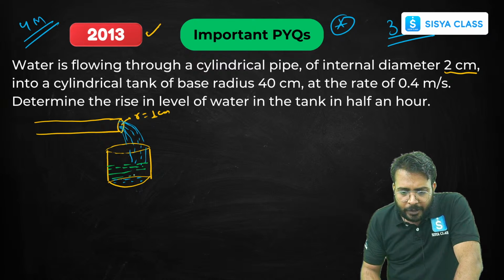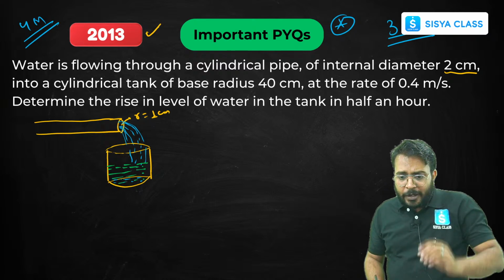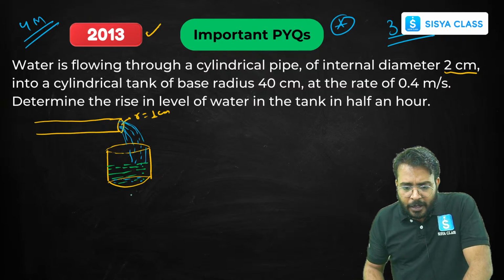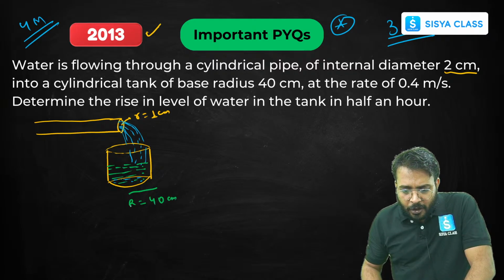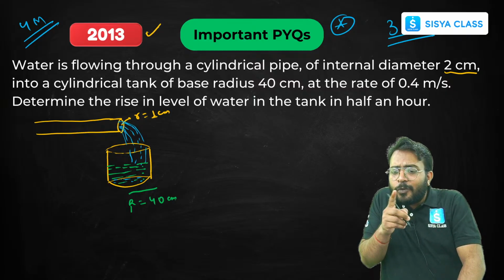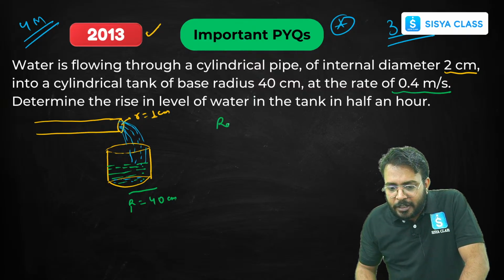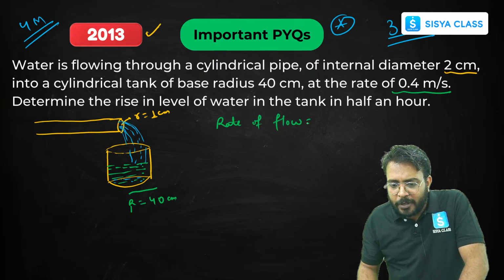So what they are saying? They have given the radius of the base of your cylinder as 40 centimeter. And they have given that water is flowing at a certain rate. The rate of flow they have given is 0.4 meter per second.